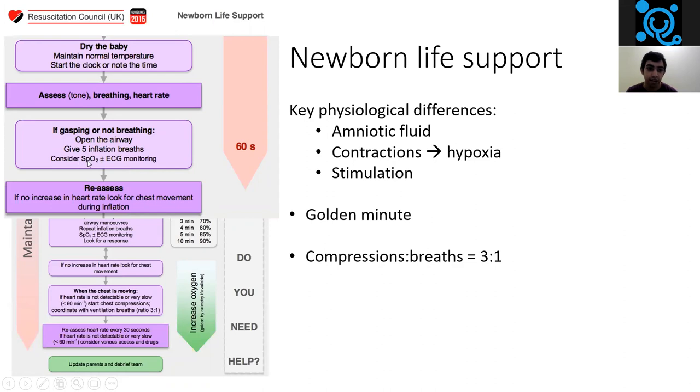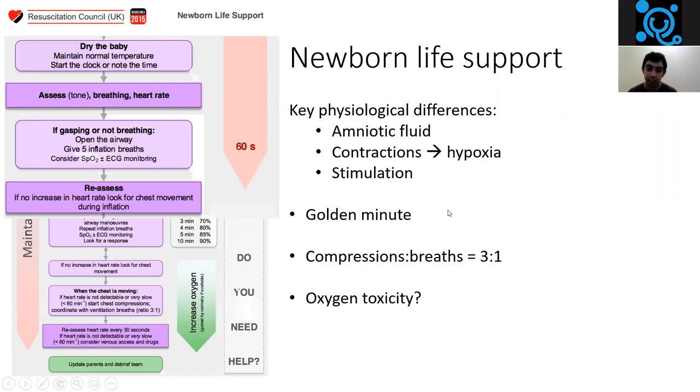So it says consider saturations monitoring and ECG monitoring, but that should come after this. Okay, you do not want to waste time trying to faff around with the SATS probe and hook up ECG leads. Yeah, you need to give the 5 inflation breaths straight away, slow breaths, maybe around 3 seconds in duration for each breath. Okay, and then you can reassess after you've given the 5 inflation breaths. Okay, and then you can put on things like SATS probe.